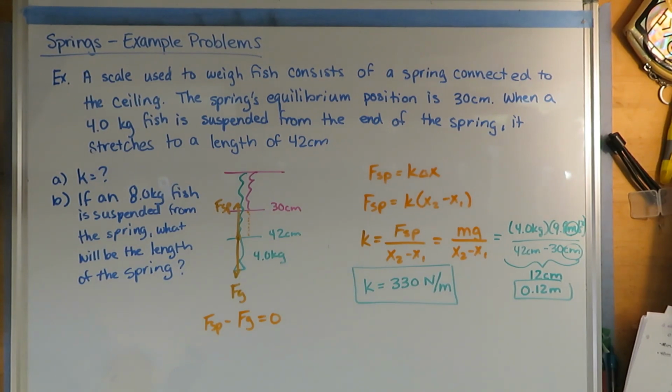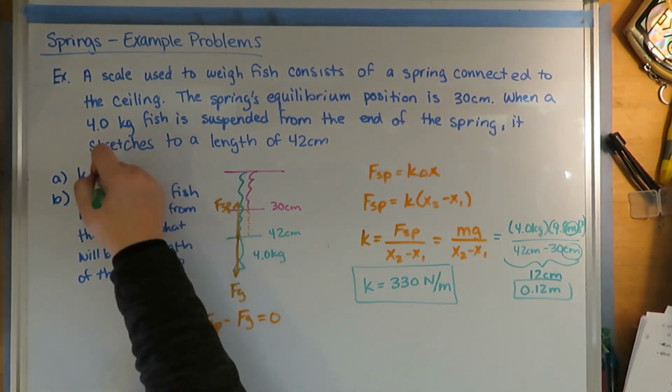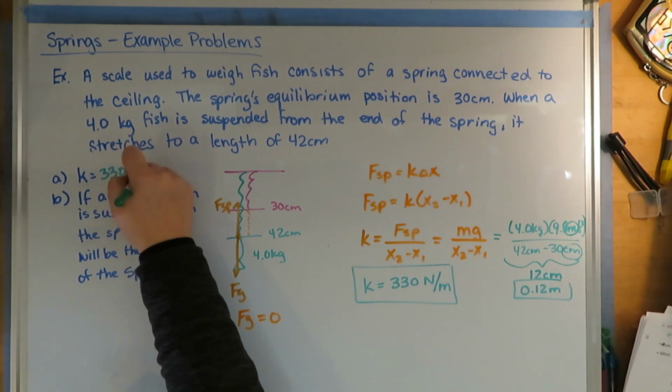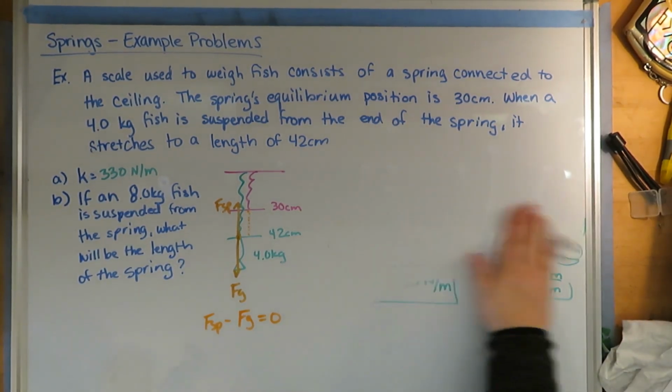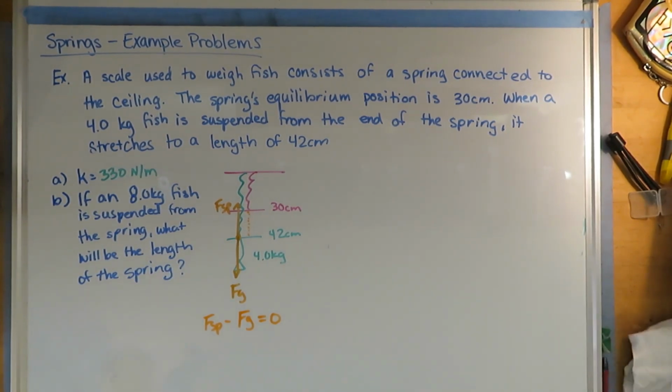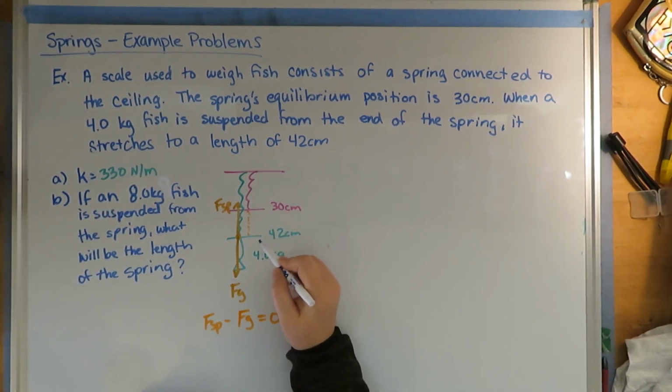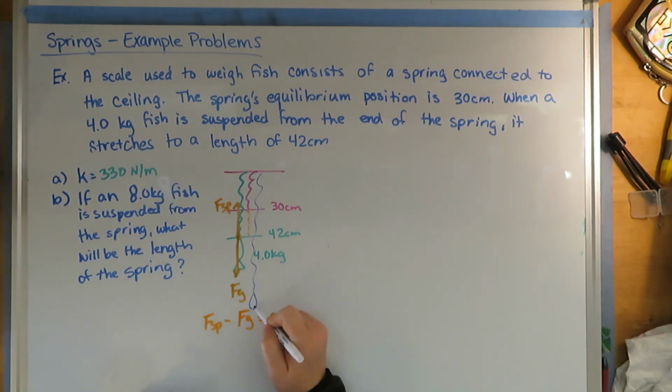So that was part A. We found out that K is 330 newtons per meter. Like I said, I just rounded to 2 sig figs on that. So then if we wanted to find the next part, now what's happened is we're going to put an 8 kilogram fish on. We know that if I have a bigger force, it's going to cause it to stretch. So I'm going to have this ugly looking fish thing here. That didn't quite turn out. It's a fish.